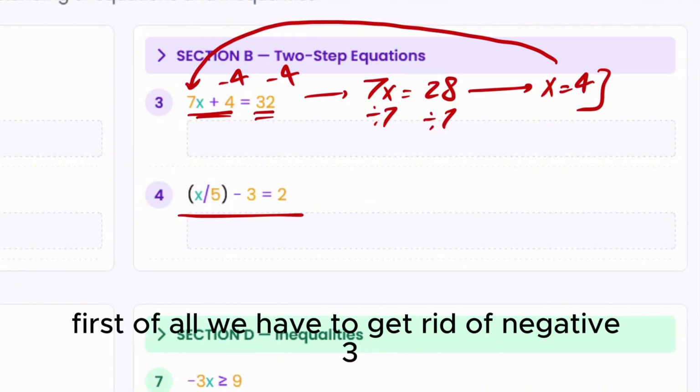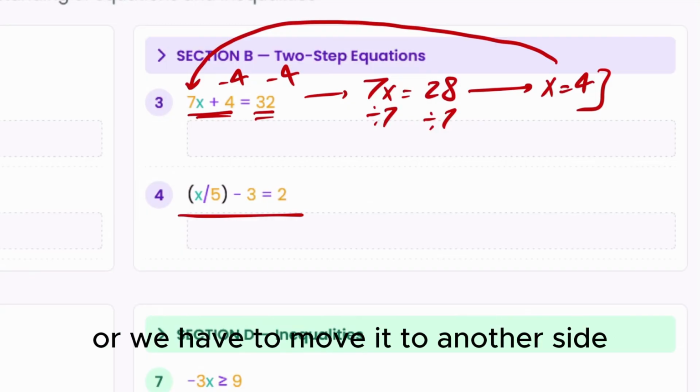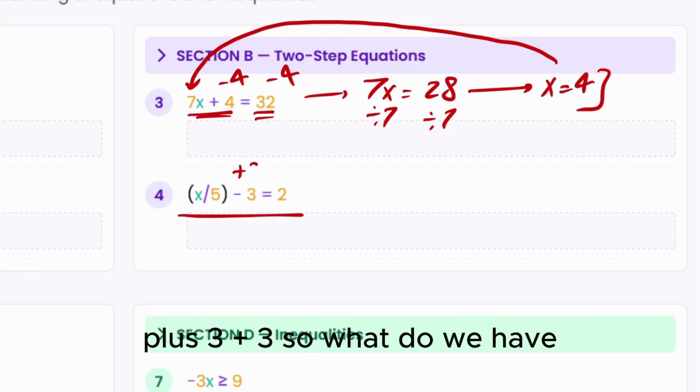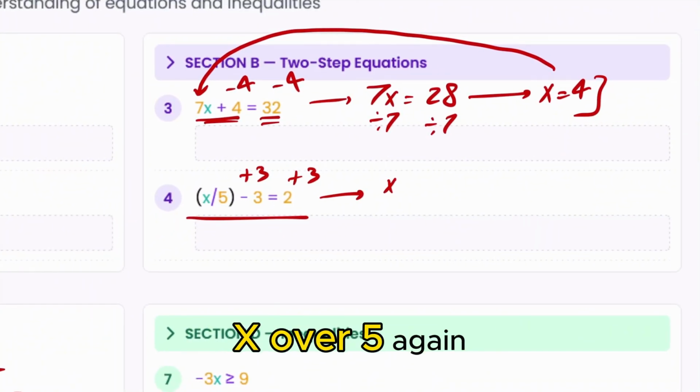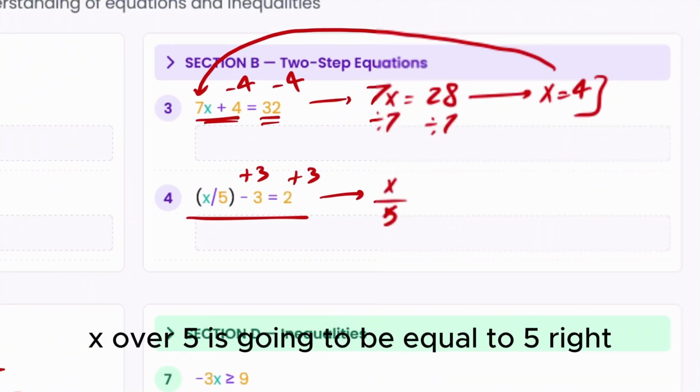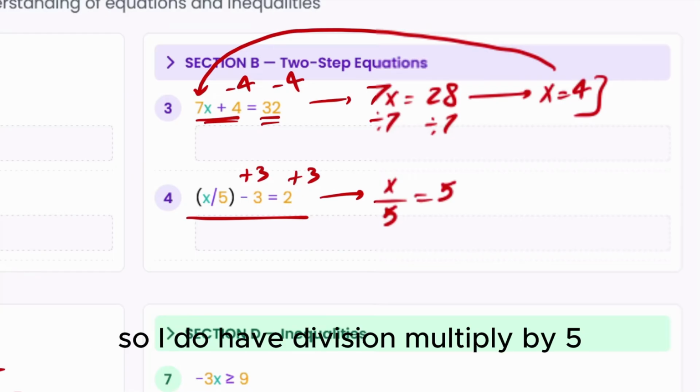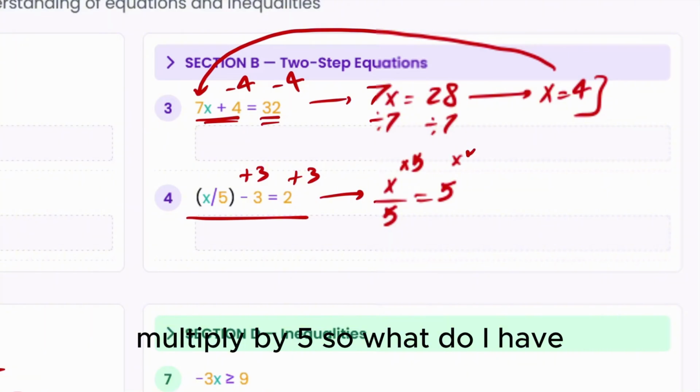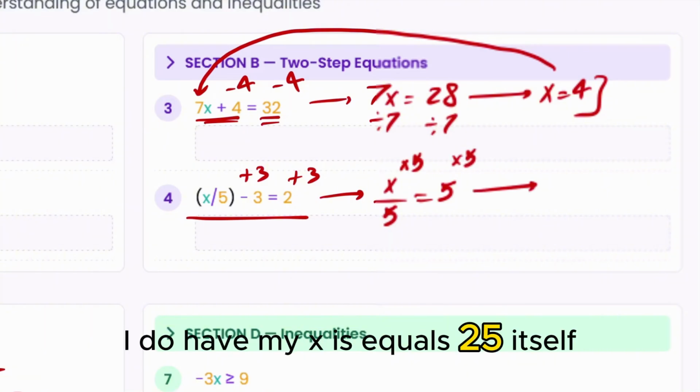First of all, we have to get rid of negative 3, or we have to move it to the other side. Plus 3. So what do we have? x over 5. Again, x over 5 is going to be equal to 5, right? So I do have division, multiply by 5. So what do I have? I do have my x is equal to 25 itself.